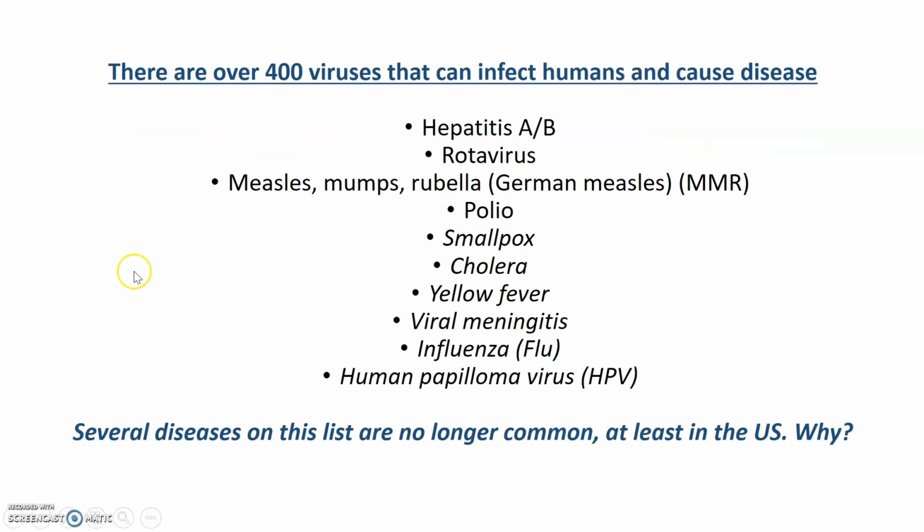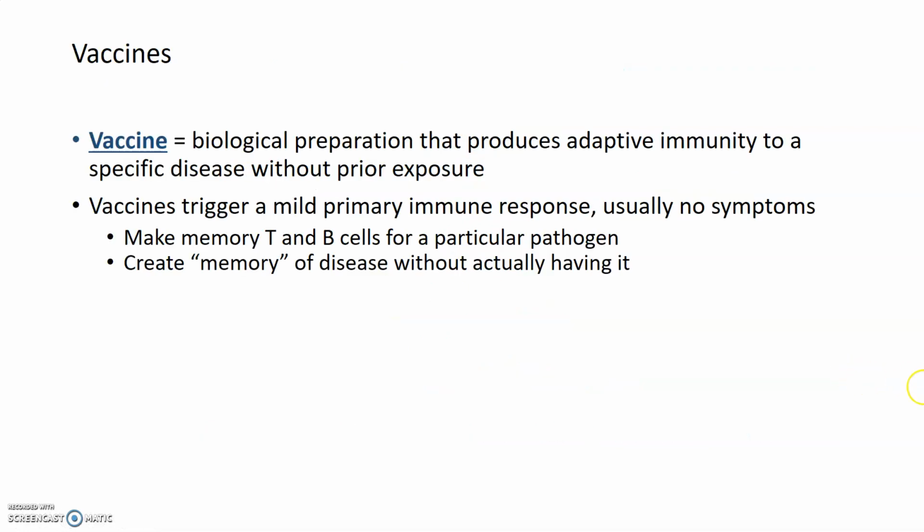And so there are over 400 different viruses that can infect humans and cause disease. And you can see a list of some of those diseases here. They're all caused by different viruses. So you can see hepatitis, measles, smallpox, flu listed here. But several of the diseases on this list, such as smallpox, polio, cholera, are no longer particularly common. You've probably never met anybody who has had them, specifically in the United States. And the reason for that is vaccines.